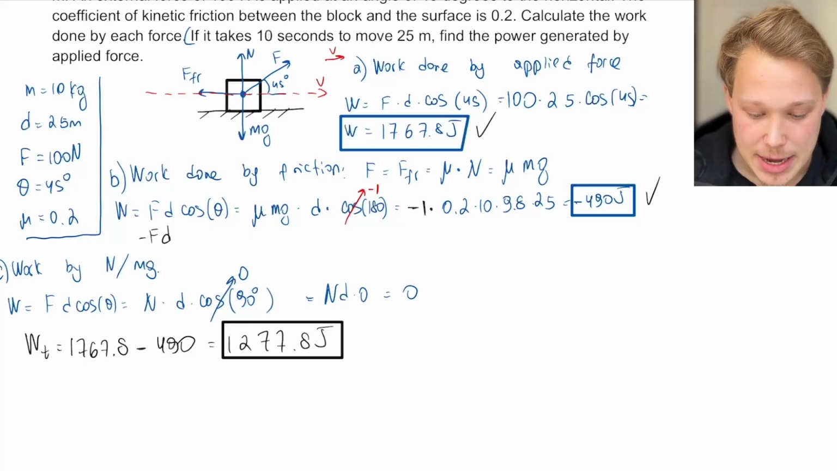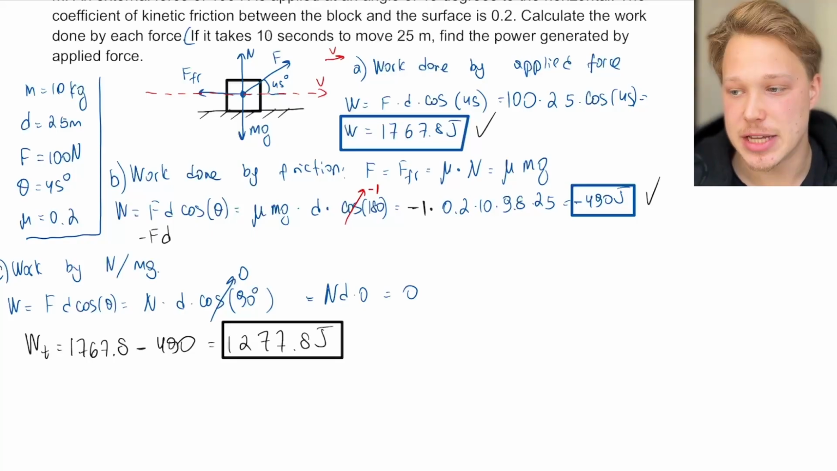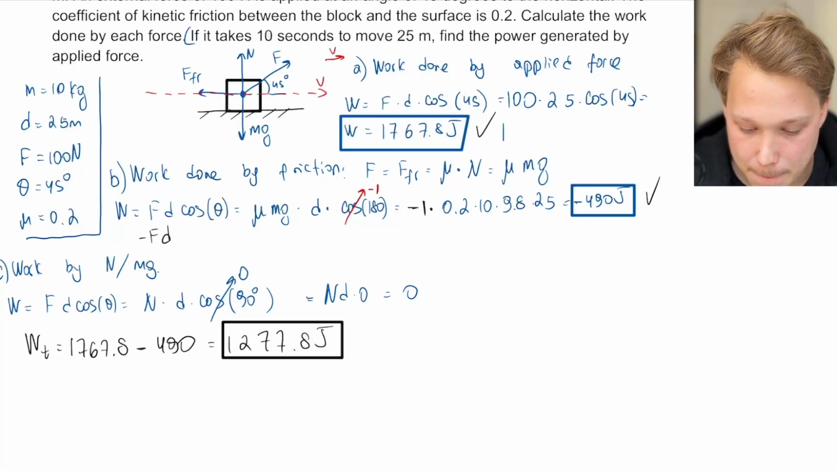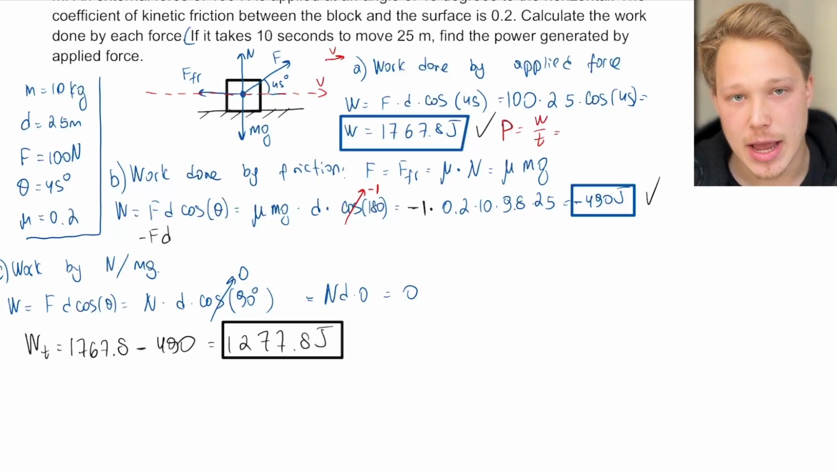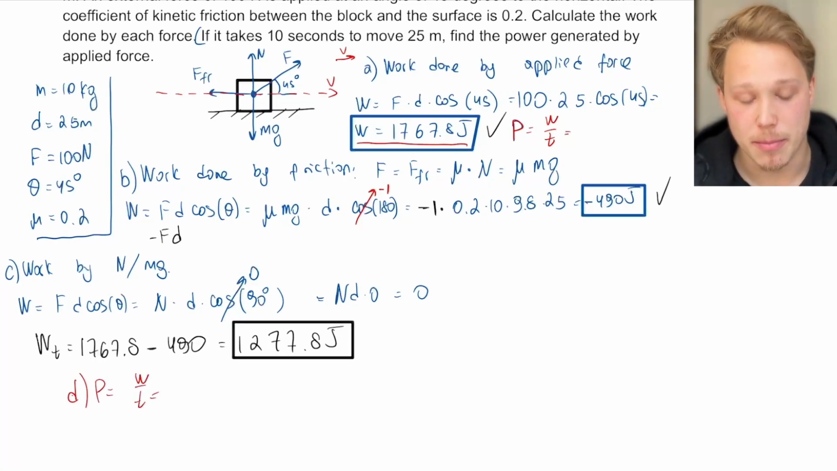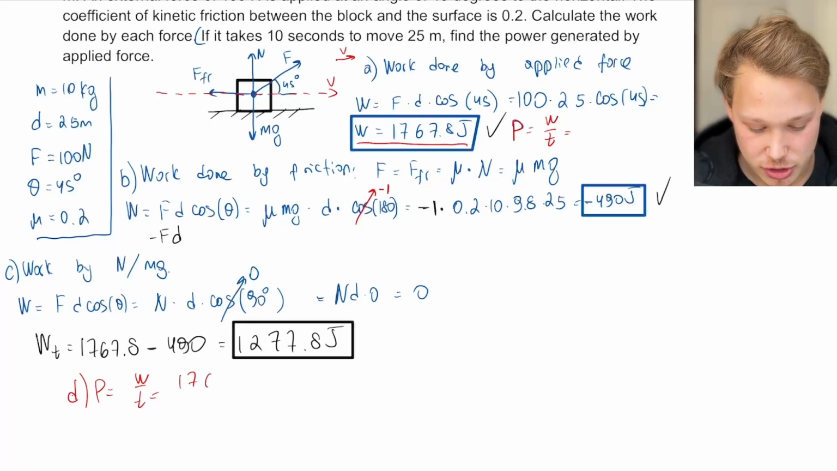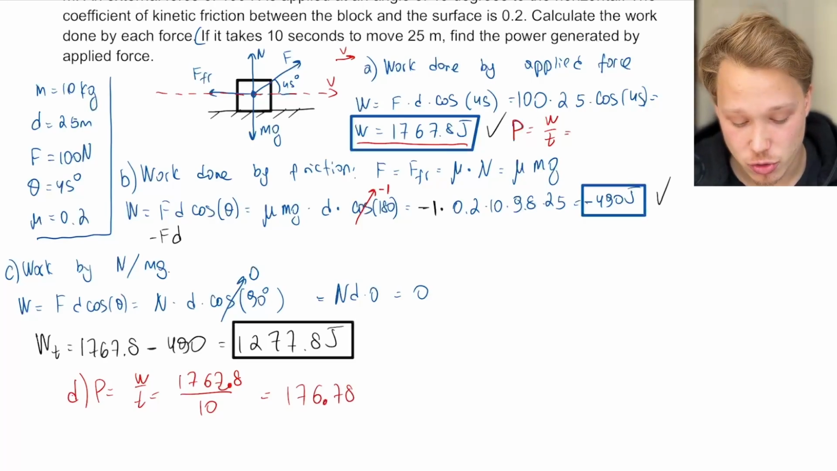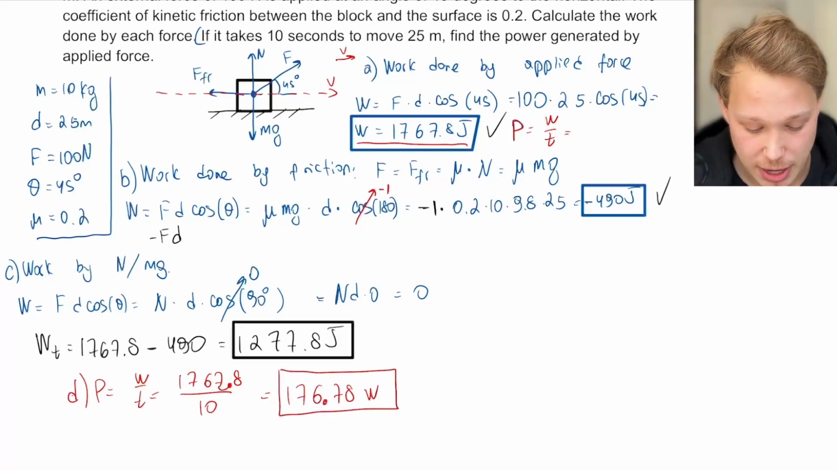All right. Now we can just quickly finish this example by talking about power. So power is simply going to be work over time. So if we want to calculate the power done by the applied force, we can just take the work that was done by the applied force, 1767.8, and divide it by time, which is 10 seconds. So moving one decimal place here, we get power of this, and power has units of watts. So here's our final answer.